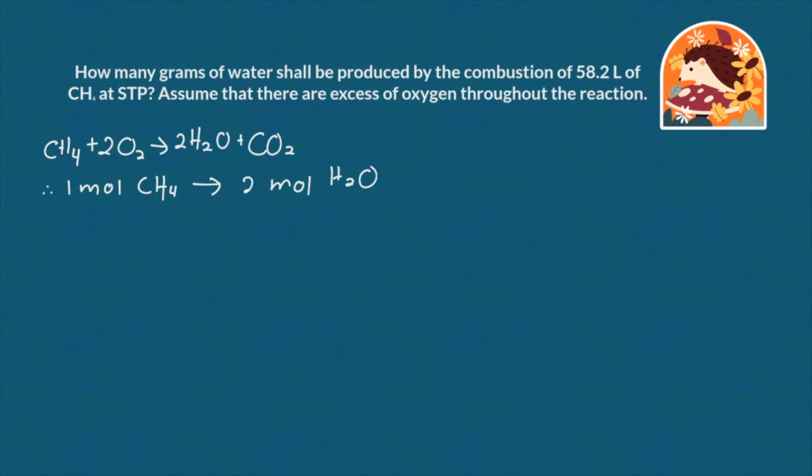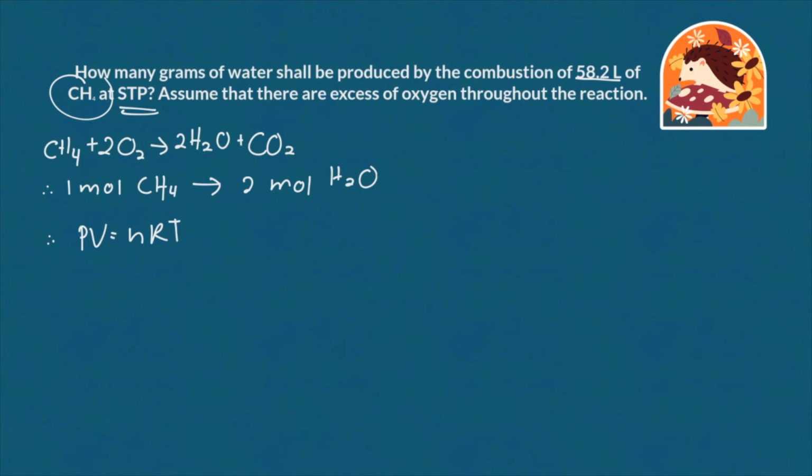Right, so in order for us to know the number of mole of water that shall be produced, we need to know how much methane is being used in this particular reaction. Given to you in the question, we have 58.2 liter of methane being used at STP. So from there, we can use the ideal gas law, PV equivalent to nRT.